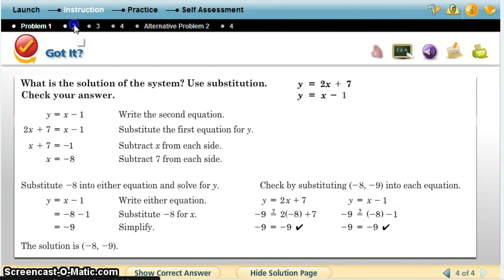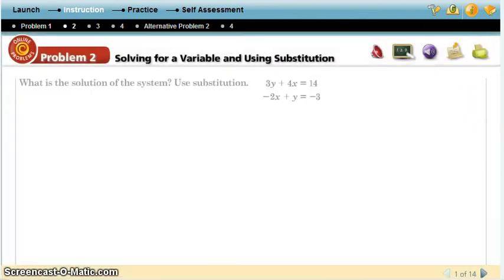Alright, so let's move on to example 2. In this problem, you will solve for a variable and use substitution. What is the solution of the system? Use substitution. The first equation in the system is 3 times y plus 4 times x equals 14. The second equation is negative 2 times x plus y equals negative 3.